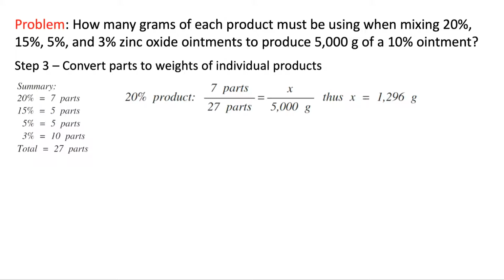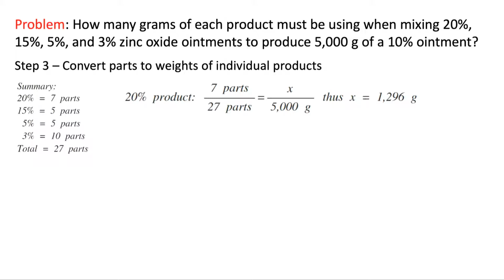We know that we need 7 parts to be 20%, over a total of 27 parts. All right, those are the ratios we've already set up. That's what our formula says. But our formula is kind of generic. It's not set to create any actual amount. But what we do know in the question is we want all of our ingredients to be combined with a total weight of our final product to be 5,000 grams.